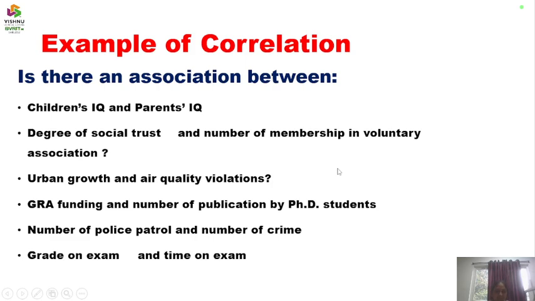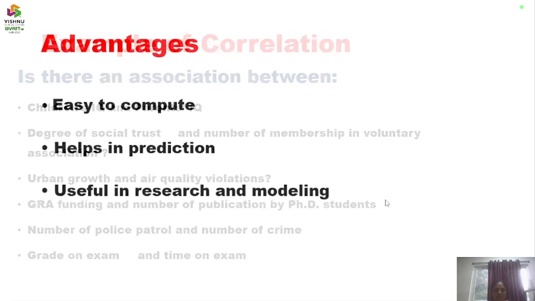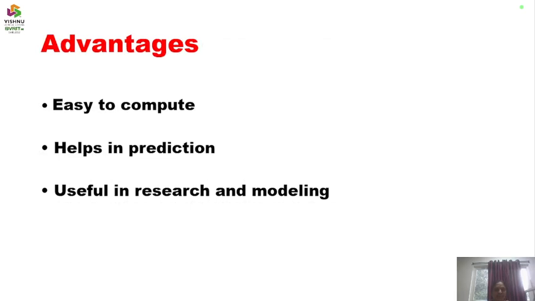So degrees of social trust and number of memberships in a voluntary association, urban growth and air quality violations, GRE finding and number of publications by PhD students, number of police patrols and number of crimes, grade on exam and time on exam also. So these are all examples where you can see one variable relating to another, x and y, x and y, right? So we can see how much strength there is. Advantages: easy to compute, helps in prediction, useful in research and modeling.